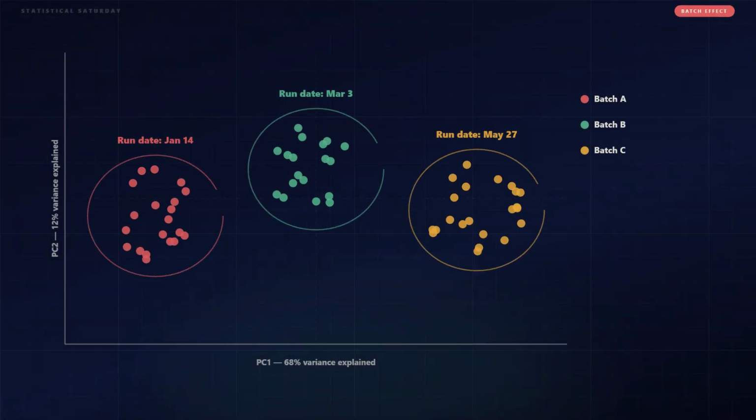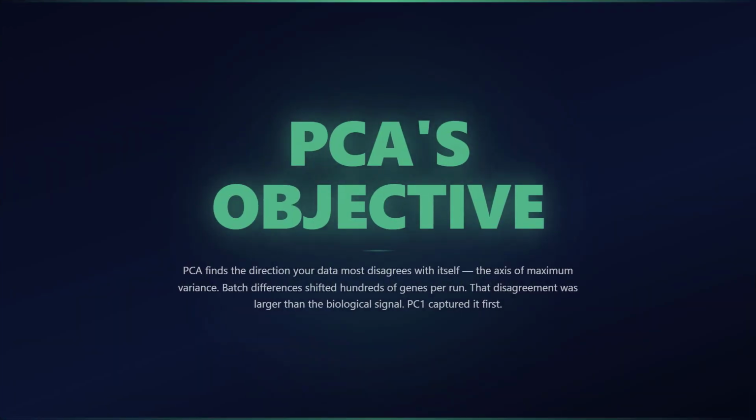How does it even do that? What is it actually looking for? It finds the direction your data most disagrees with itself. 3 sequencing runs, each shifted a few hundred genes by library preparation. That disagreement is larger than the biological signal. PC1 captured it first. The biology is in there.